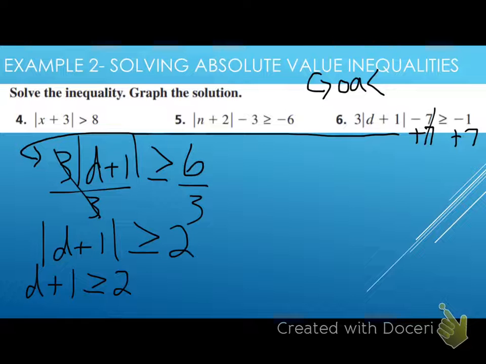Raise your hand if you can give me my second inequality. D plus 1 is less than or equal to negative 2. Very good. Exactly the same, make the C value negative, and flip your inequality symbol. We good with those two?